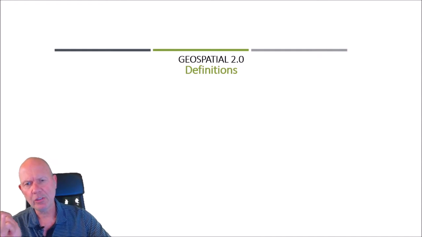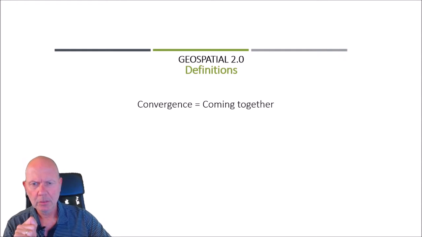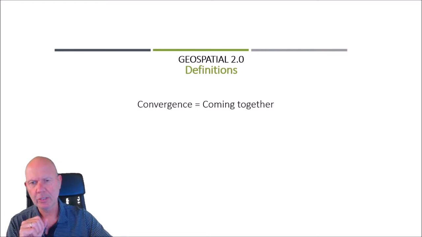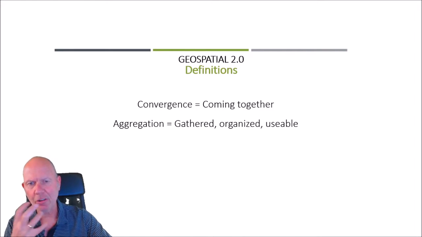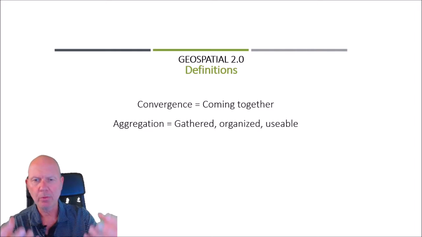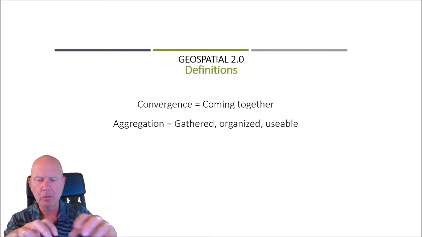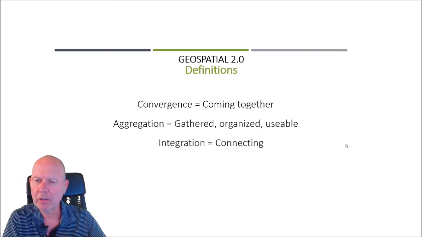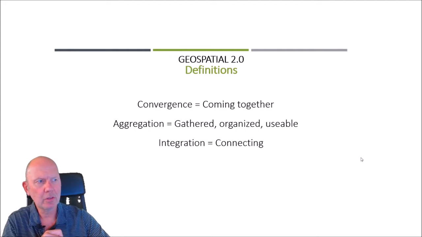So let's start with definitions. You saw the title. Convergence is really the coming together. That's what convergence actually means. Aggregation has similarities to convergence, but it's really organizing things in a usable way, bringing them all together, organizing them, making them usable. And then the third term there is integration, and that's really connecting these pieces. Let's talk about those things in this conversation.